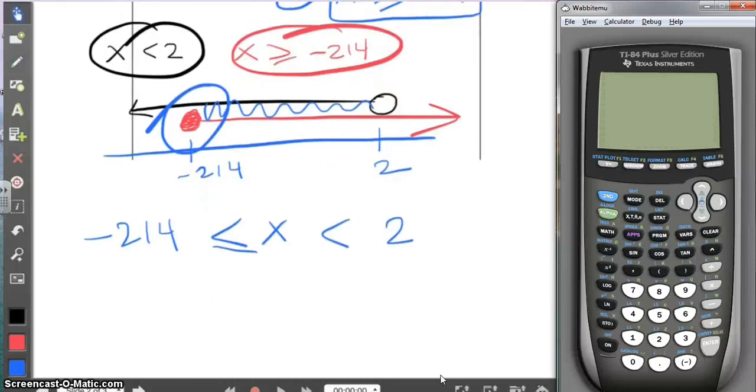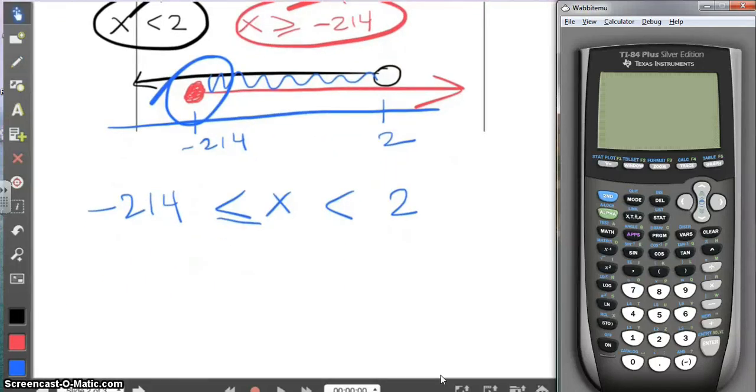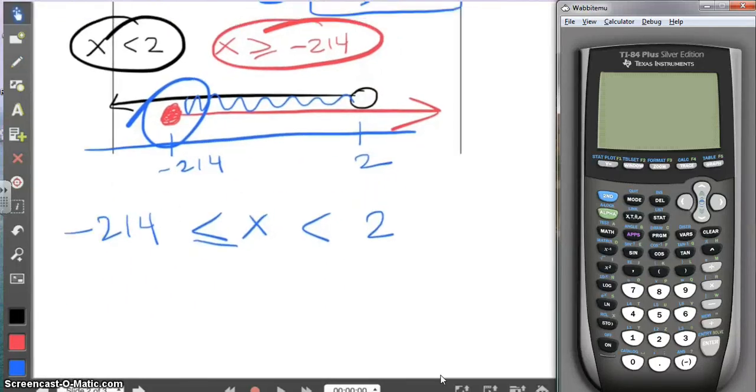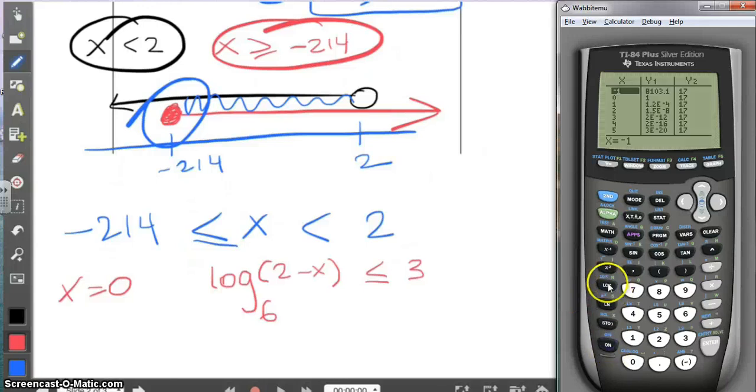Now to check if your answer makes sense, take a number between negative 214 and 2. I'm going to take 0. That's going to be my testing point, and I'm going to plug it into the equation, which is log base 6 of 2 minus x, and check if it gives me a 3. You can do that on your calculator. I'm going to go to math, go up twice to log base. What did I do? Okay, quit and then do it again.